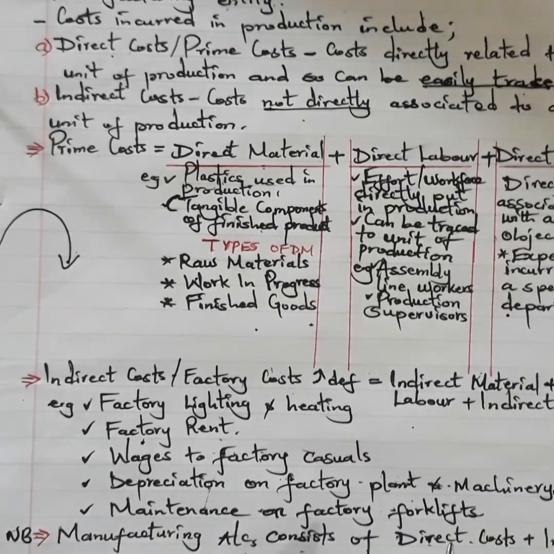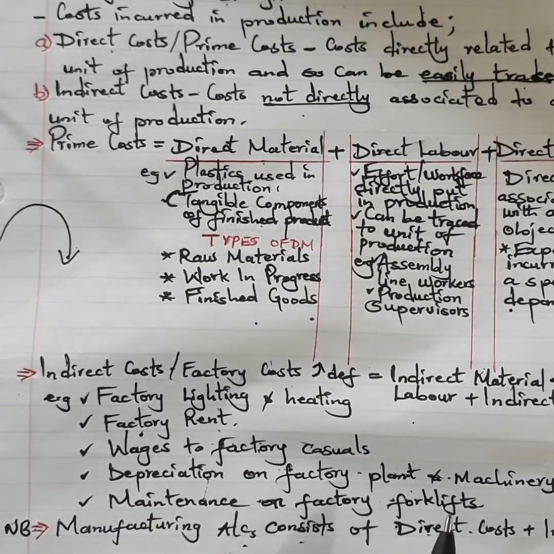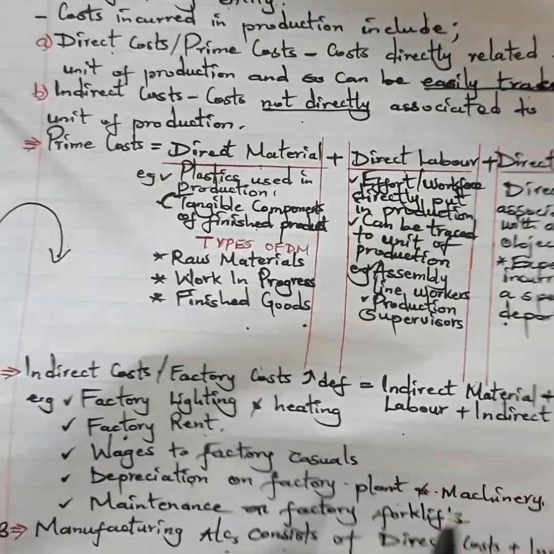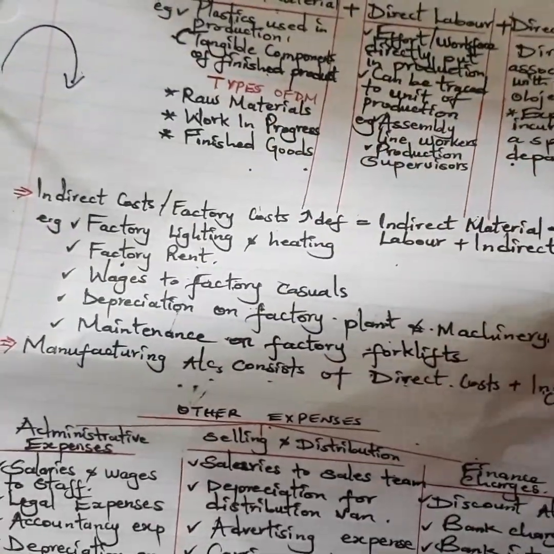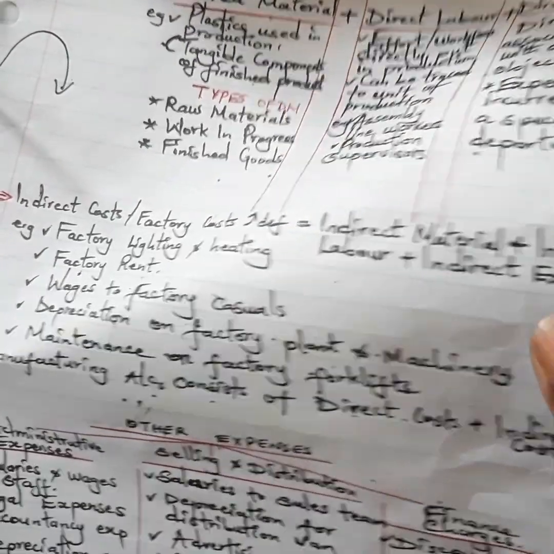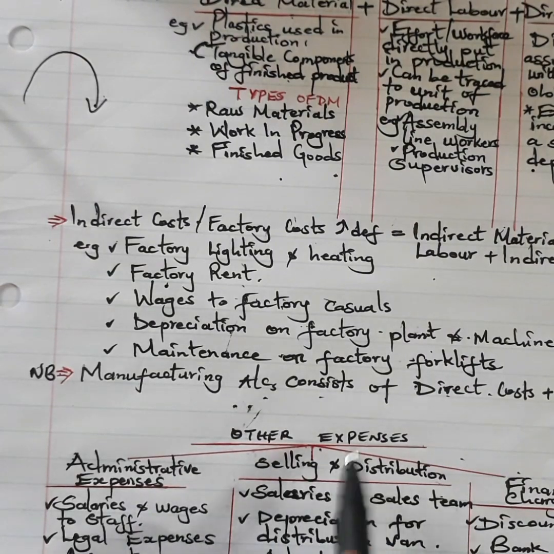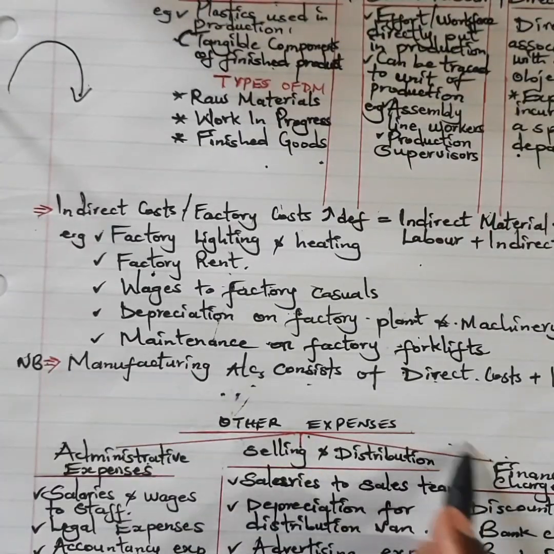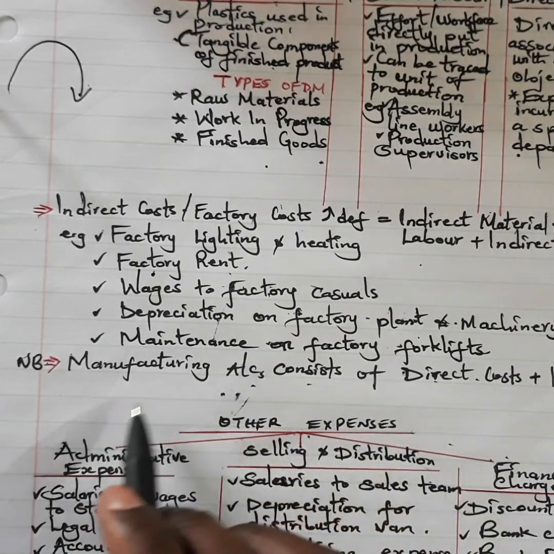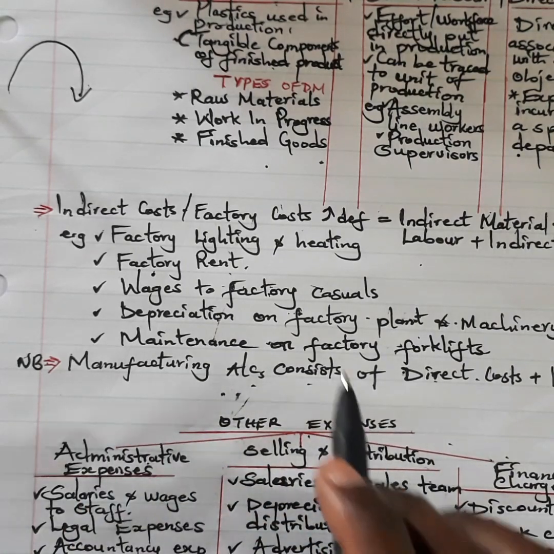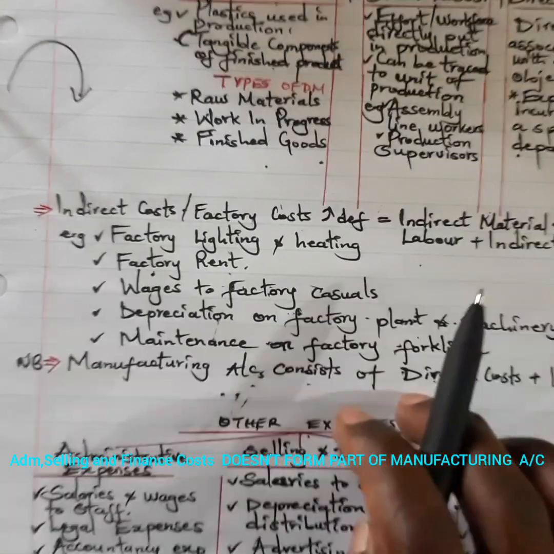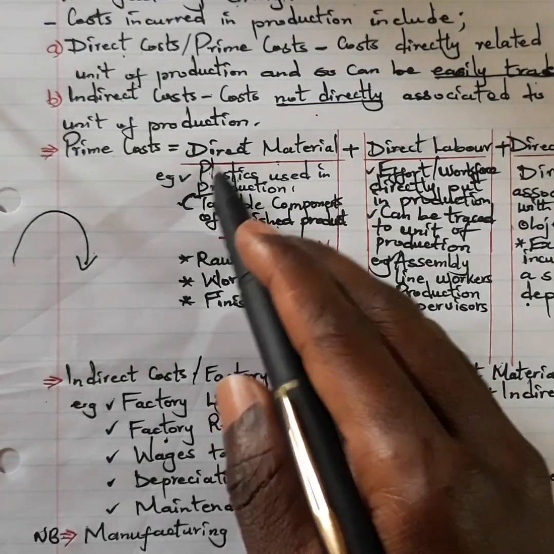Now, when we talk about manufacturing accounts, we are going to talk about direct costs plus indirect costs. Of course, we have some other expenses like administration, selling and distribution, and finance charges. These ones will be part of the statement of comprehensive income. We won't include them in the manufacturing accounts. So our work is going to dwell on prime cost, which are the three costs.